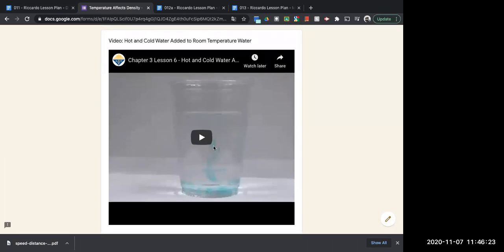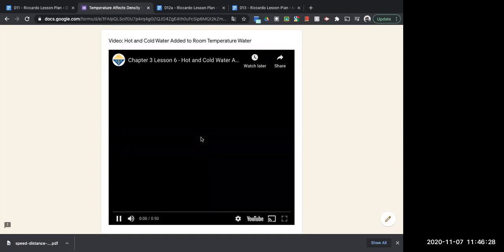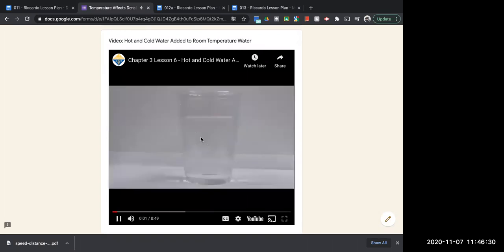All right. Hot and cold water added to room temperature water. Is there a density difference between hot and cold water? Here we have a cup of room temperature water. First, we will add cold water to this cup. It has been dyed blue to make it clearer for you to see. Notice what happens to the cold water when it is added to the room temperature water. What does this tell you about the density of cold water?